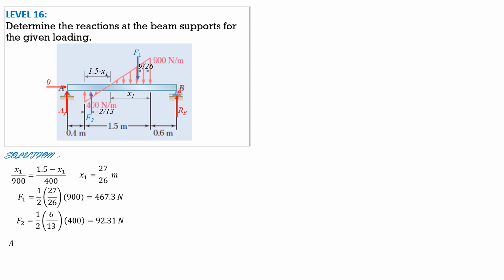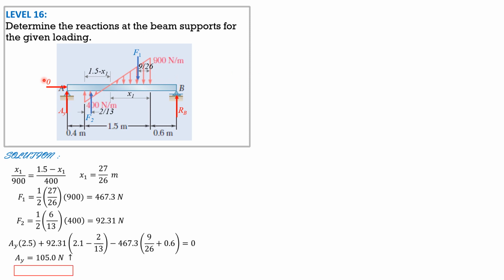So summation of moments about B equals 0, AY times 2.5 plus 92.31 times 2.1, 1.5 plus 0.6 is 2.1 minus 2 over 13, then minus F1, which is 467.3 times the quantity 9 over 26 plus 0.6 equals 0. So from there we can solve AY equal to 105.0 newtons. So since AX is 0, RA therefore is 105 newtons upward.